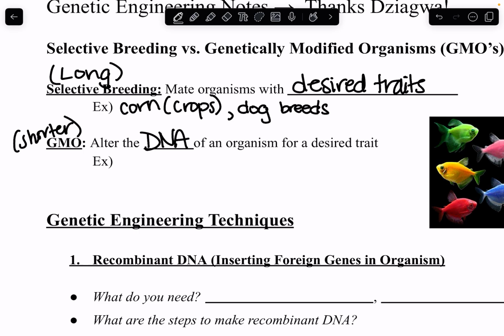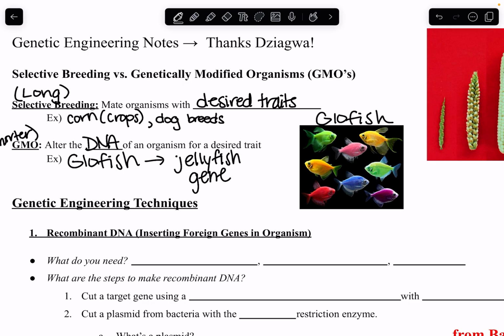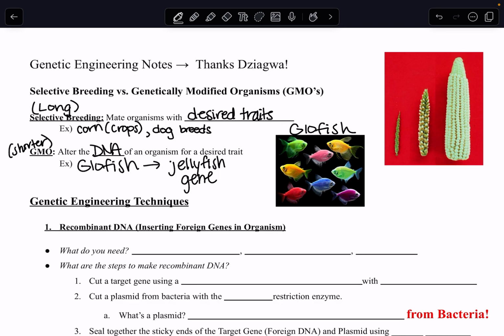So, for example, we have our little fish over here we call glowfish. These glowfish have a jellyfish gene, and it is the gene that causes the jellyfish to have fluorescence. So with glowfish, this gene was embedded into this fish species, and they glow the way they do.